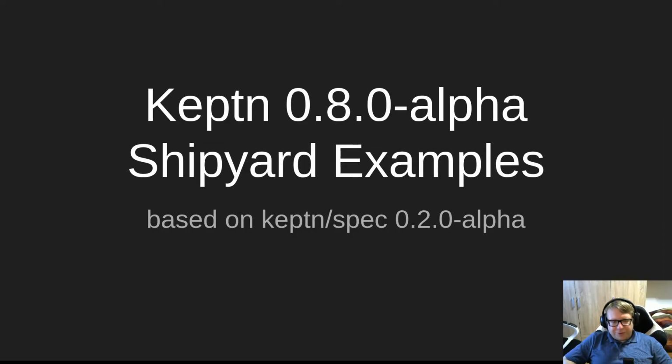Welcome to another video. In this video we're going to talk about the Keptn 0.8.0-alpha Shipyard by example. If you've missed the previous video, we've already explained a little bit on how the Shipyard specification looks like and what you can do with the Shipyard files and how the cloud events look like, etc. So go watch this video if you haven't.